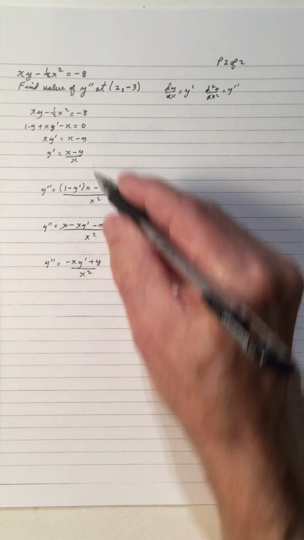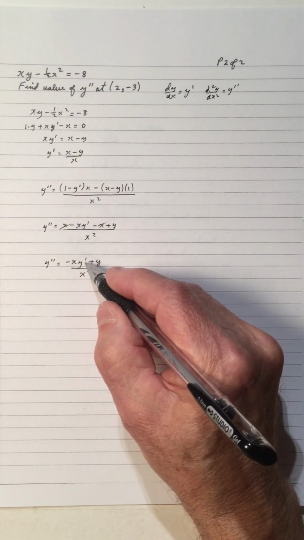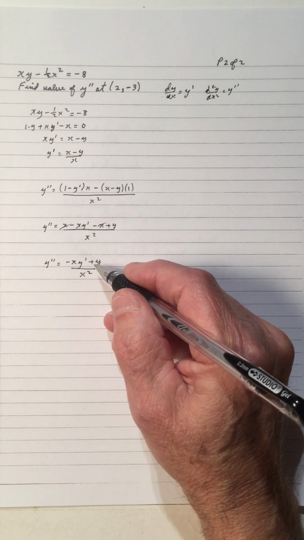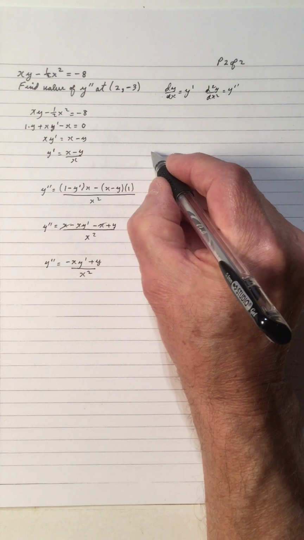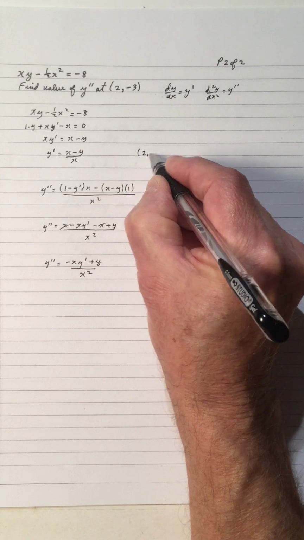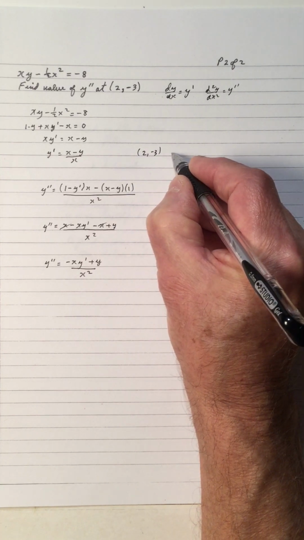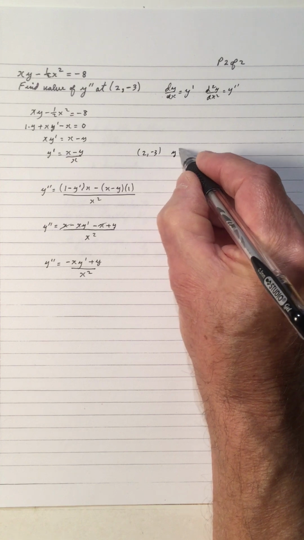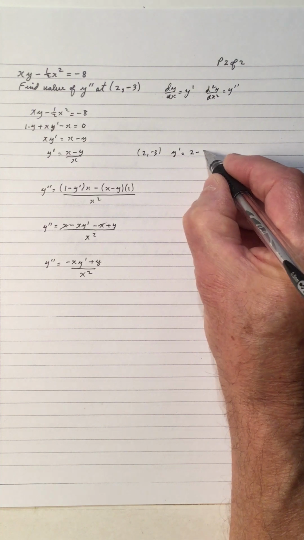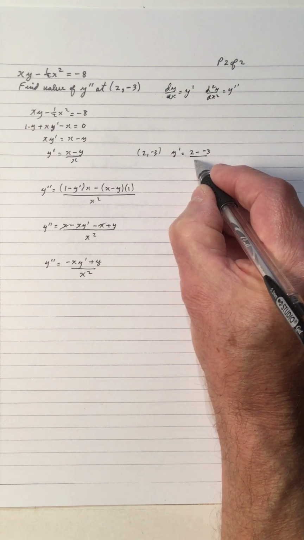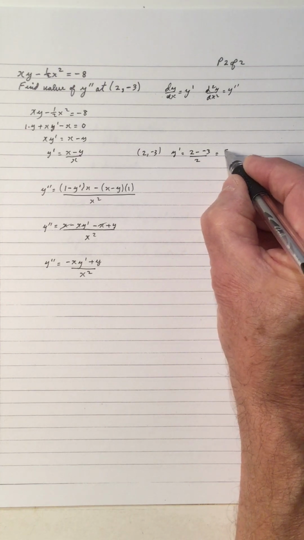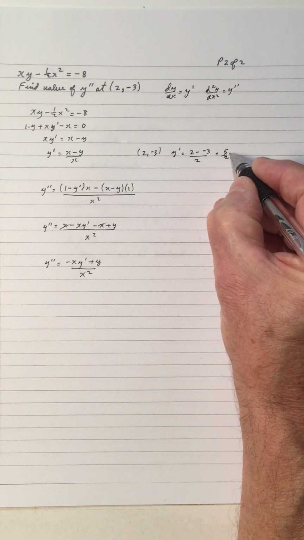Now I could take this expression and put in here and do all the work on just getting x's and y's, but what I could do is take the point 2, -3, and sub it into this expression. So y prime is x minus y, so that's 2 minus -3 all over x, which is 2. So that, as a double negative, becomes 5 over 2.